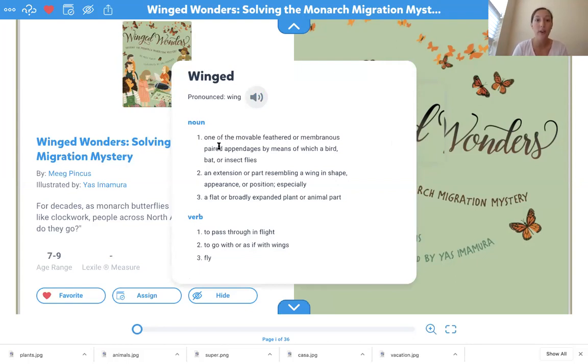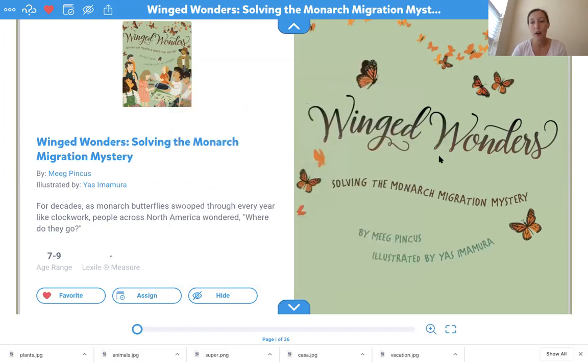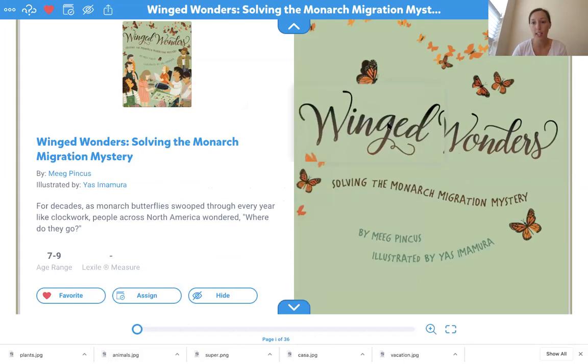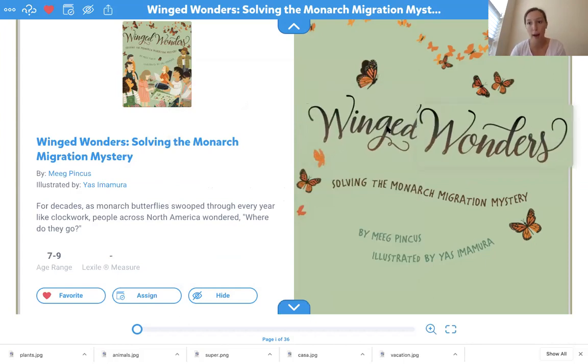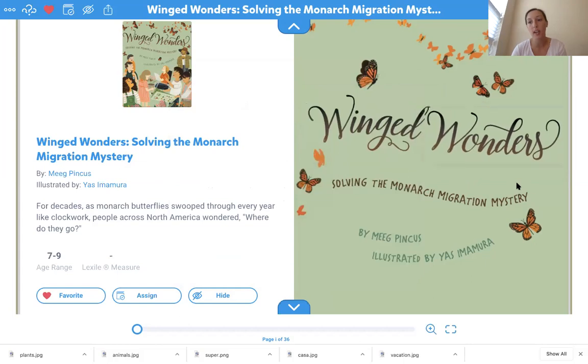So winged is a noun, one of the movable feathers or membranous paired appendages by means of which a bird, bat, or insect flies. Oh my goodness, that sounds like so many big science words. All that means is that a wing is a noun when it is attached to a bird, bat, or insect that flies. So we're going to read about a winged animal. You guys already saw in the title that it's a butterfly. So we're going to go ahead and read about these winged wonders. And you guys notice how some of those words pop up while I'm reading. That means we can click.